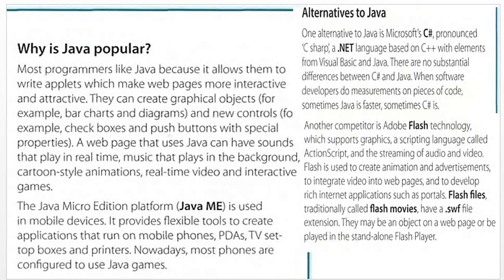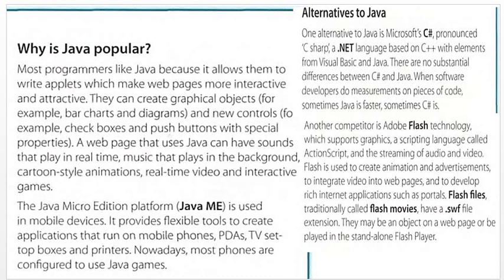The Java Micro Edition platform, Java ME, meaning Micro Edition, is used in mobile devices. It provides flexible tools to create applications that run on mobile phones, PDAs, TV set-top boxes, and printers. Nowadays, most phones are configured to use Java games.